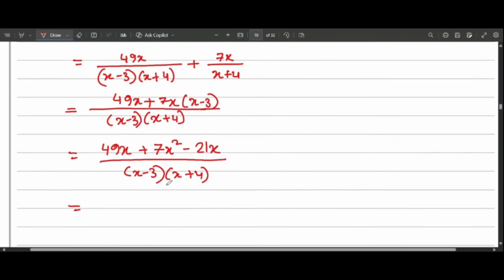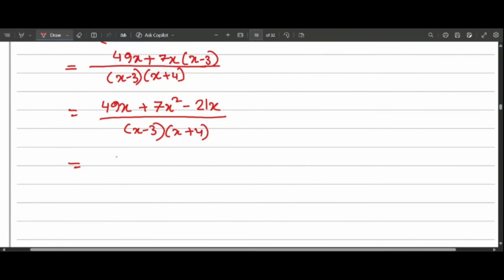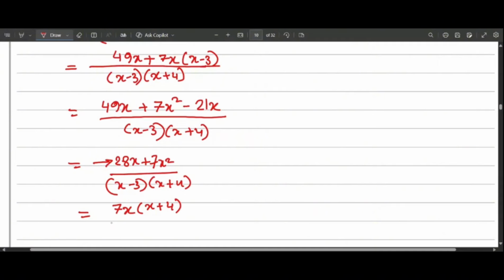Now if we simplify further, we get 49 minus 21 plus 7, so we get 28x plus 7x squared divided by x minus 3 and x plus 4. Now we can see that in the numerator we can take 7x common. 7x is common between both the terms, so we can write 7x into x plus 4 as the numerator and x minus 3 into x plus 4 as the denominator.